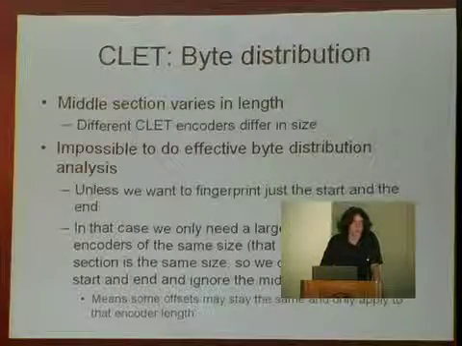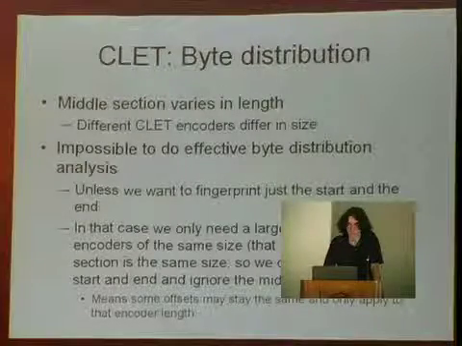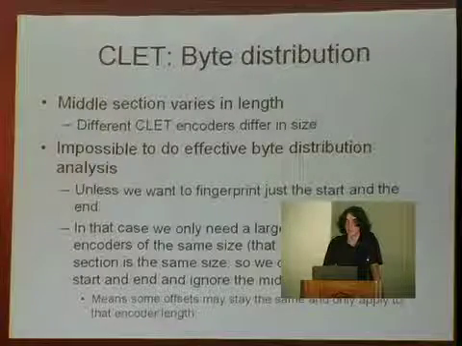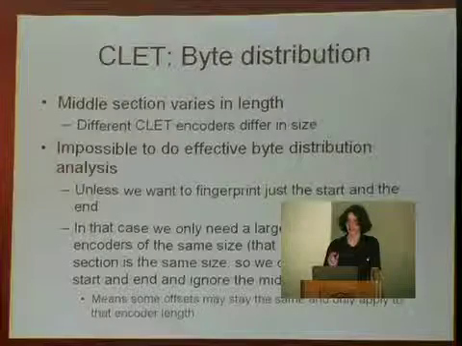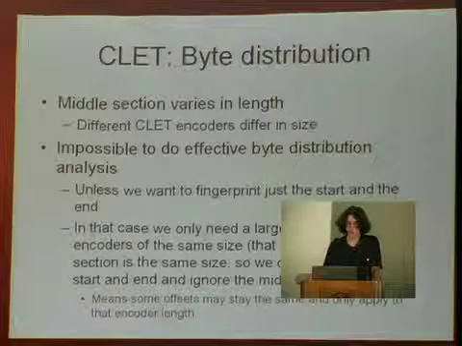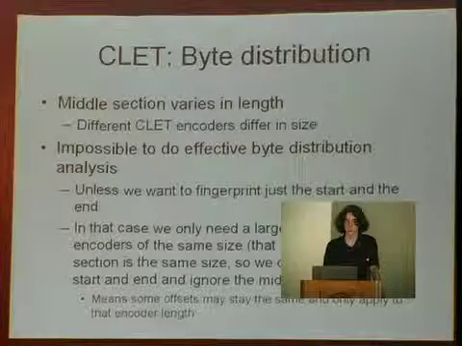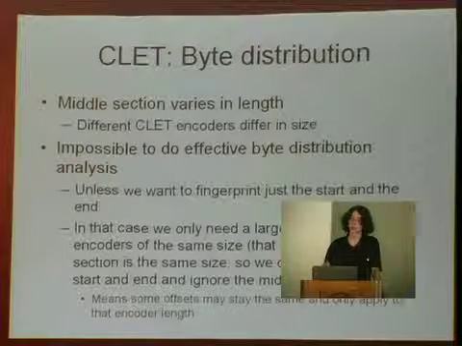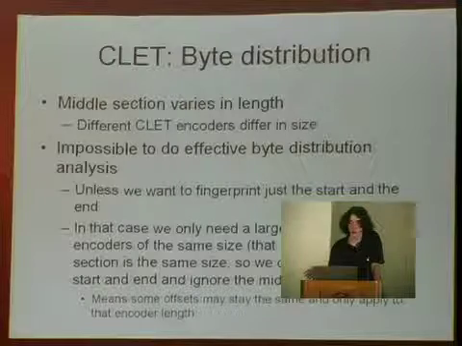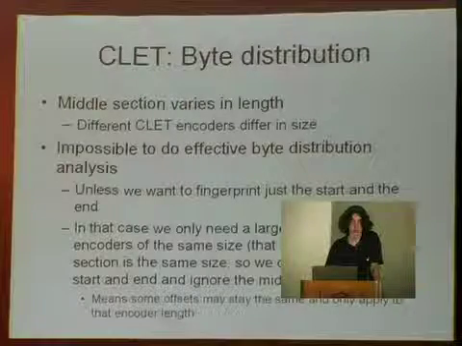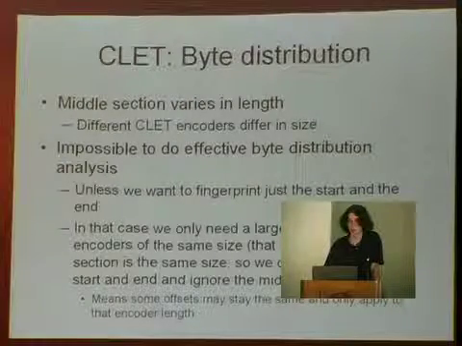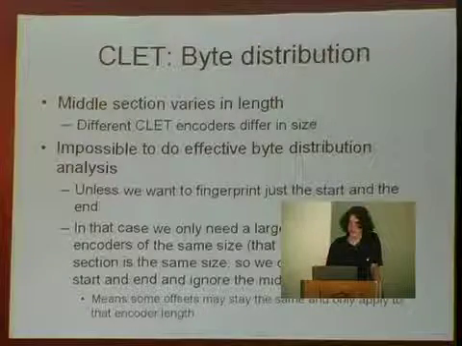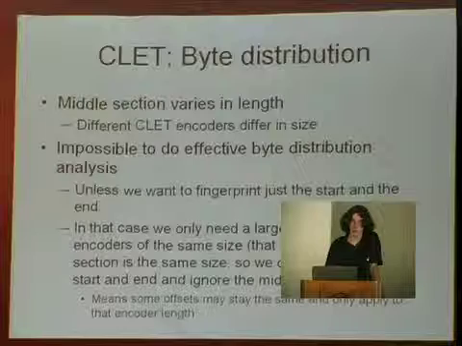And I'm running a bit short on time, so I'm going to speed this up a little. Basically, only the middle section varies in length, so different CLET encoders differ in size. And this means it's impossible to do effective byte distribution analysis like we did last time, unless we want to fingerprint just the start and the end, which is what we want to do. The middle section is almost impossible to fingerprint just because it changes so much. It's truly polymorphic. But the starting and ending sections don't change much, so we want to fingerprint those.